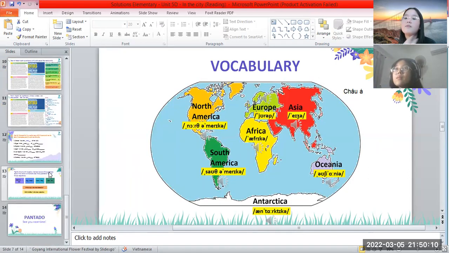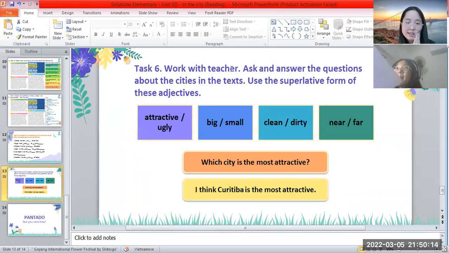Okay, so I think the time is over now, so we're gonna save this one for the next lesson. It's just a speaking part for some adjectives, superlative and comparative adjectives. So this one we're gonna save in the next lesson.